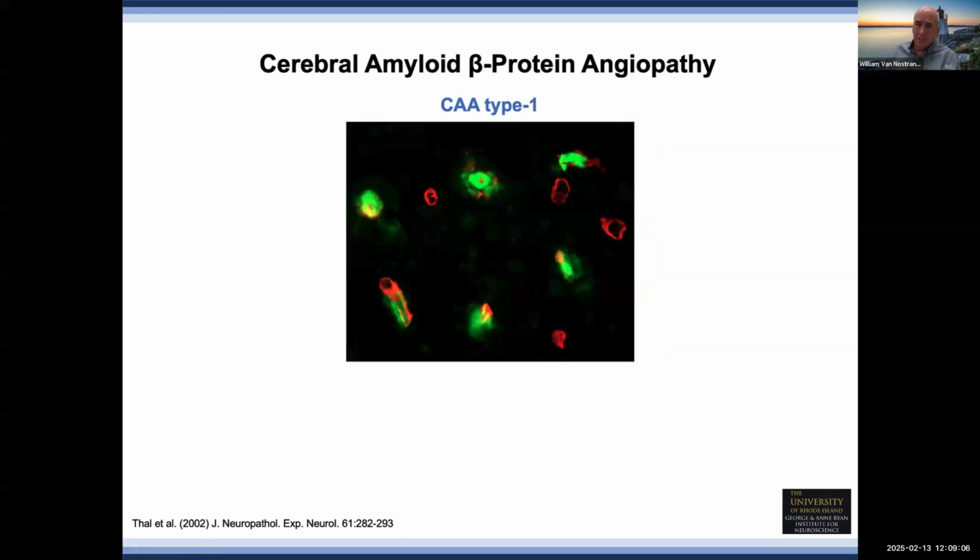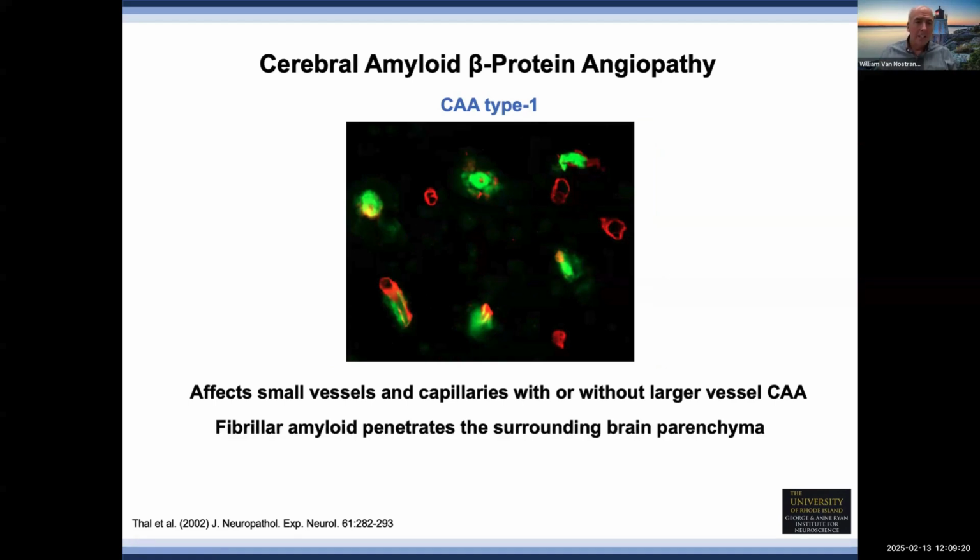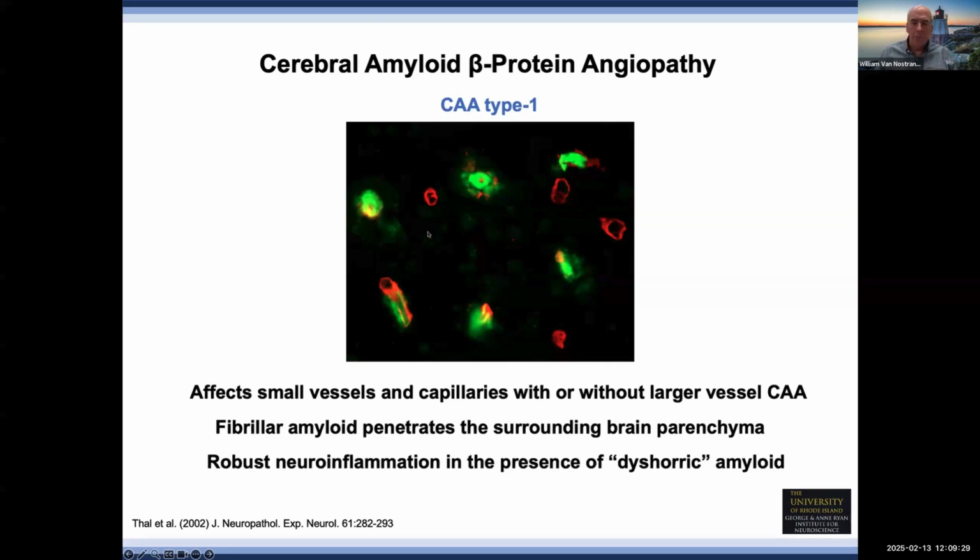Now, the other type of CAA is CAA type 1. And here's an example of a patient with CAA type 1. In this case, it affects small microvessels and capillaries and can occur with or without larger vessel CAA type 2. And in this case of CAA type 1, the amyloid now actually penetrates into the surrounding brain parenchyma, as you can see here. And because of this, it promotes a very robust neuroinflammatory response because now there's a presence of the dyshoric amyloid that's now exuding out beyond the borders of the vessel.